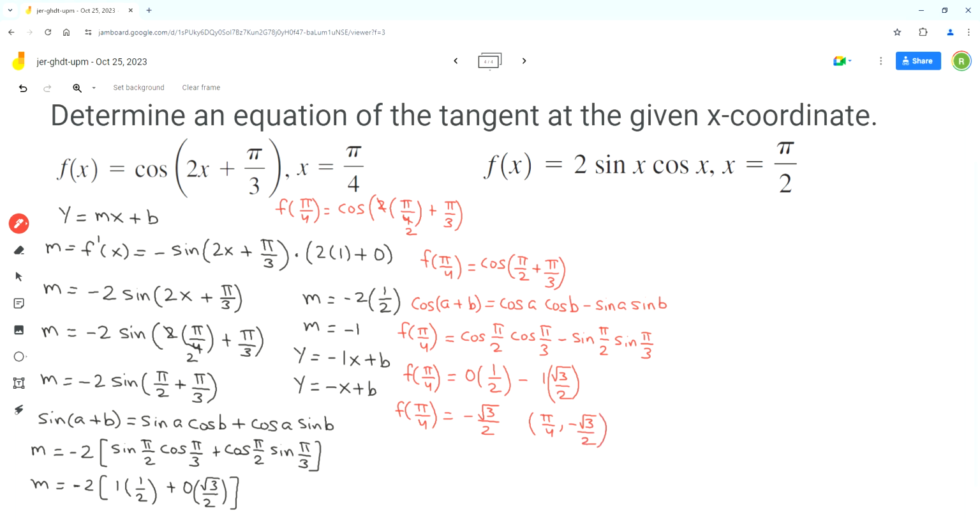So we can sub in this point as x and y in this equation of the tangent to find the value of b. So we sub in y as negative square root of 3 over 2 and x as pi over 4. So we can move this negative pi over 4 to the left side and it will become a positive term.